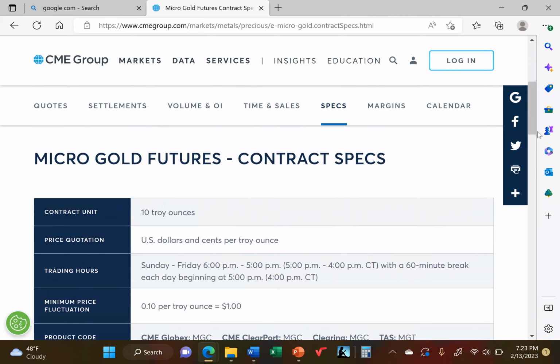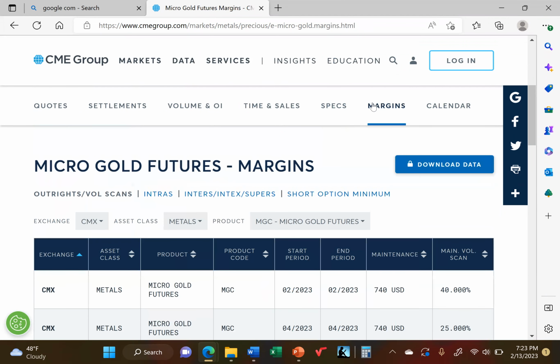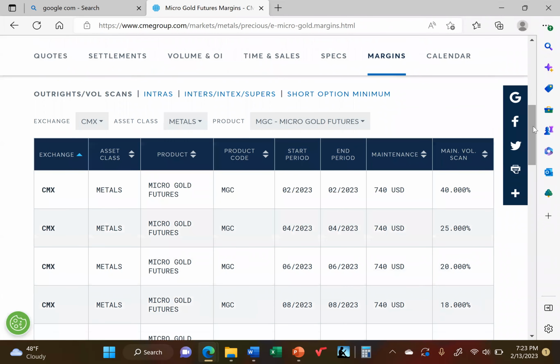Wow. Oh no, there it is. It would be right here. The margin is 700. It looks like it's $740 for this contract. So $15,000 is the amount of gold that you're controlling, but the margin account is only $740. It's not a big percentage, is it?